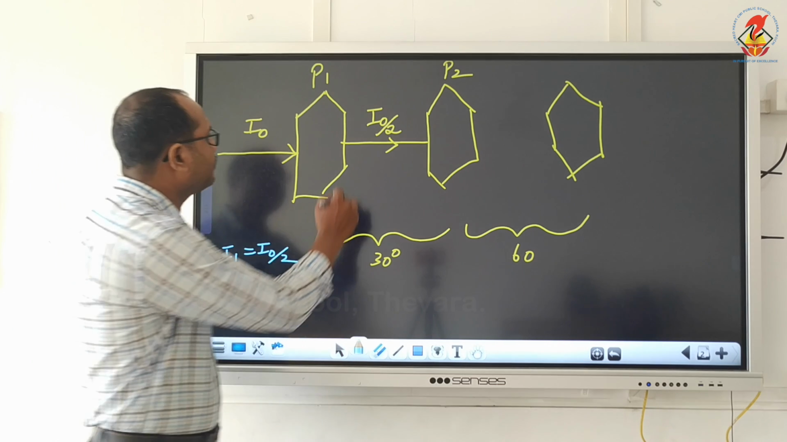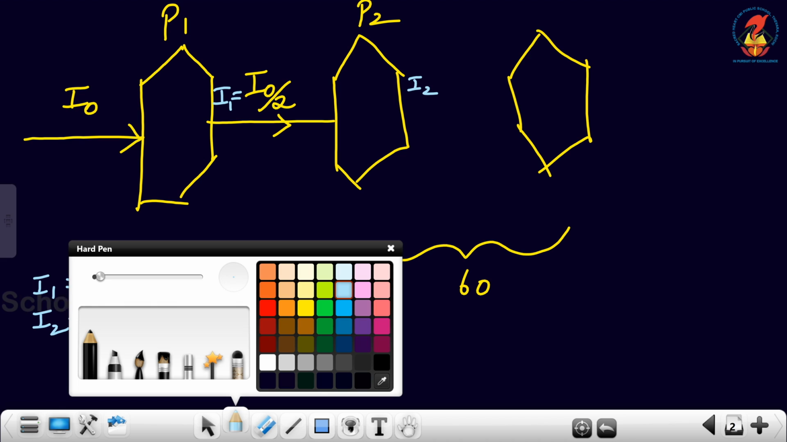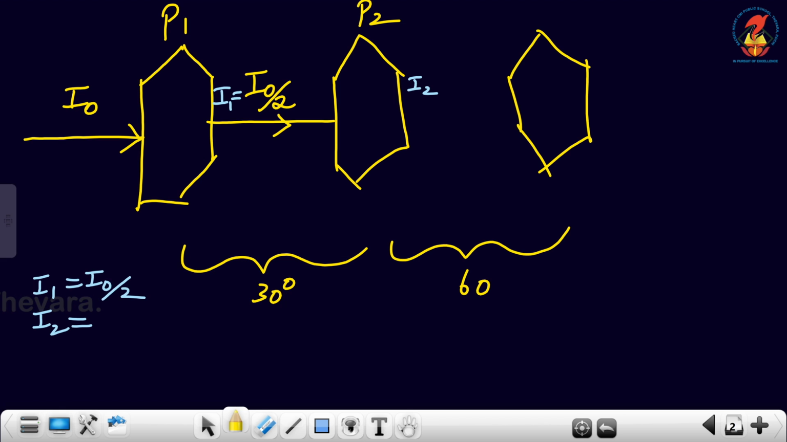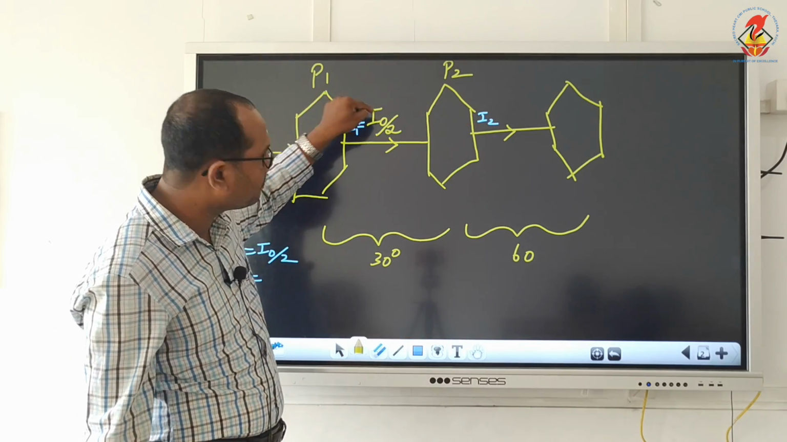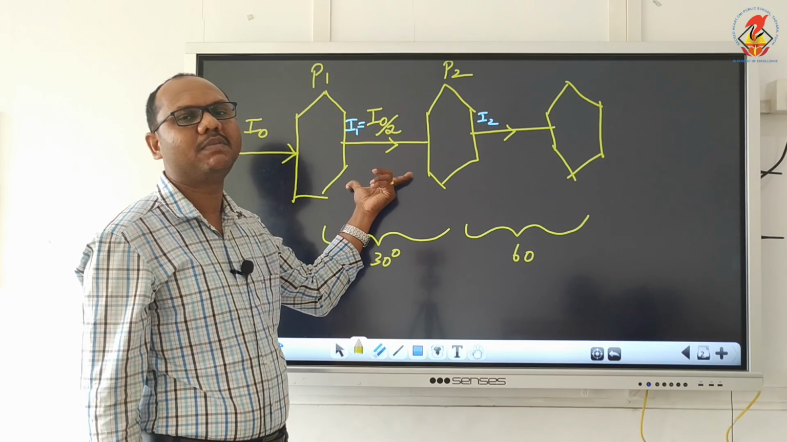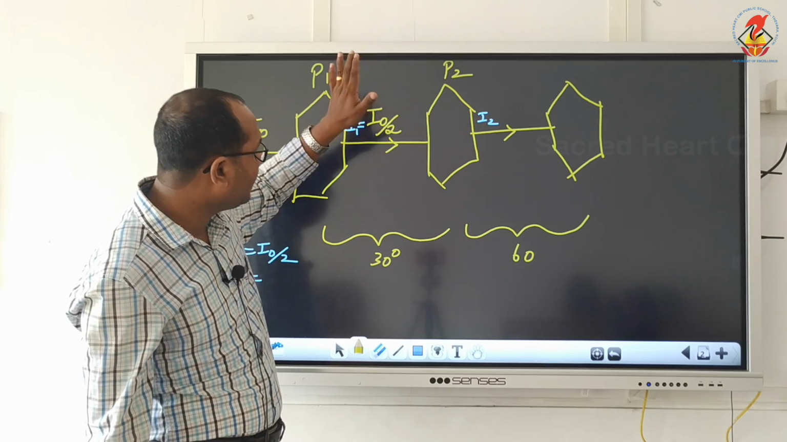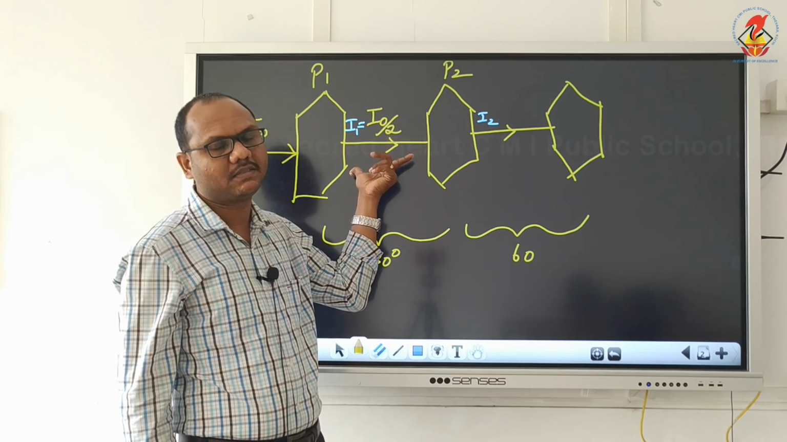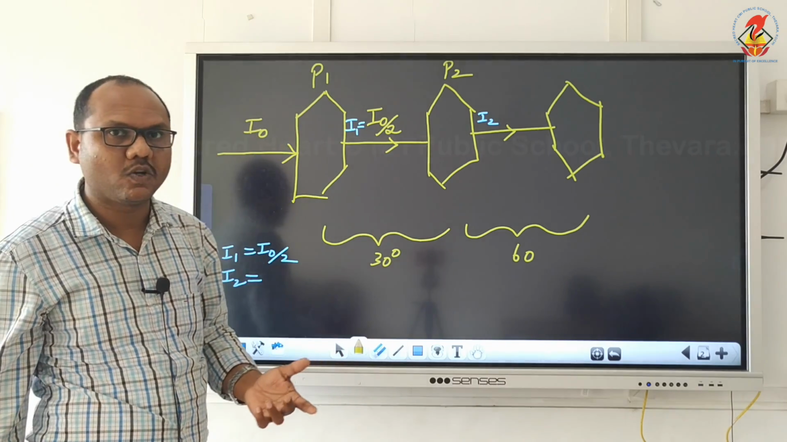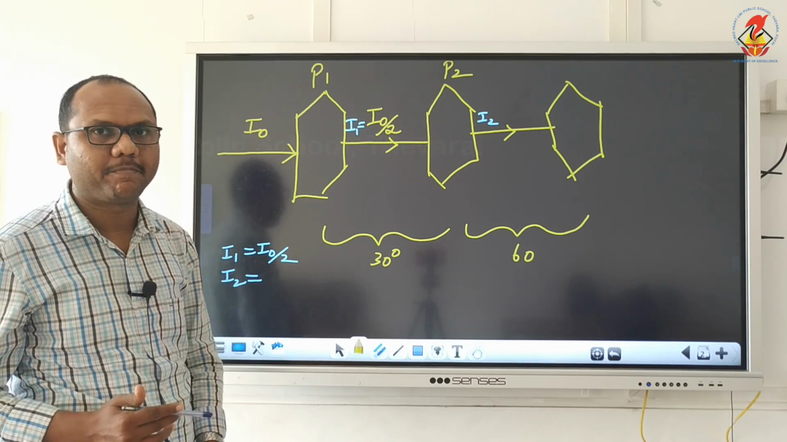I2 is the intensity which is passing through the second one, this one. When I consider I2, I will take intensity of this one and theta between these two. Okay, when I consider I2, I will take intensity of this and the angle between these two polarizers. That is how we apply Malus law, and Malus law equation is I is equal to Im cos square theta.